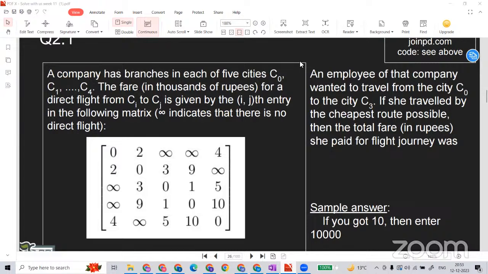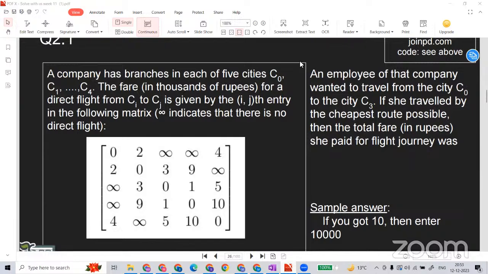Is it 6,000, sir? 6,000. How are you solving this? From C0 to C1, it is 2. From C1 to C2, it is 3. From C2 to C3, it is 1, sir. So totally 6,000.